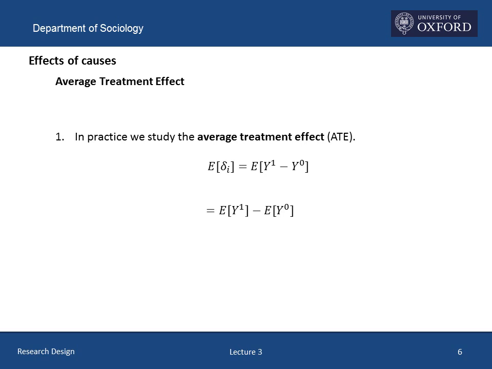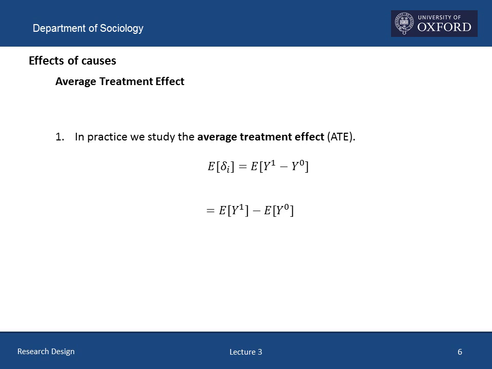The standard move is to abandon the attempt to directly study the individual level treatment effect, which is unobservable, and focus instead on the average treatment effect, which, given the adequacy of our assumptions about the allocation to treatment mechanism, is observable.